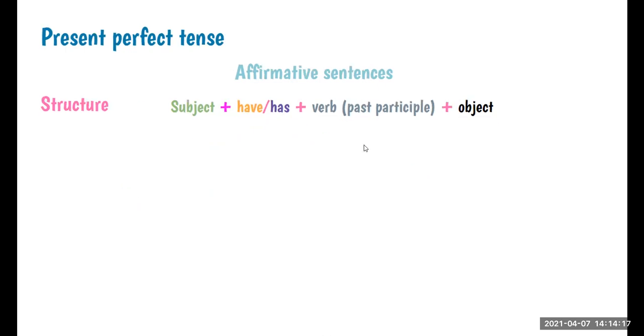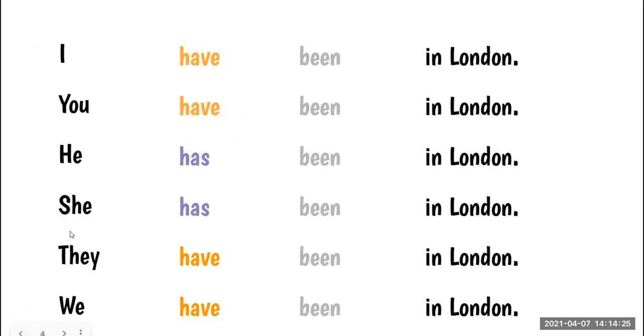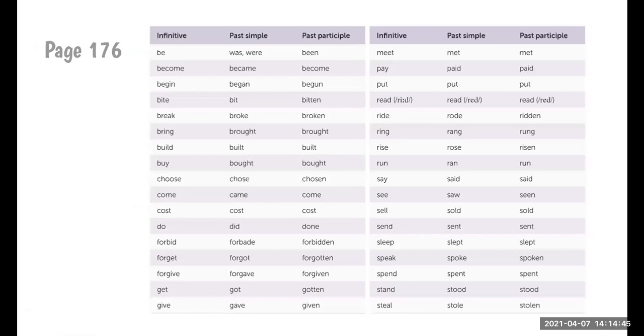Okay, so in English, here we have the structure of the sentence. As you can see, we can use have for I, you, they, we, and we can use has for he, she, or it. Okay, and here we have the verb in the past participle and the rest of the sentence. Okay, so as I was saying, in English we have 3 different forms of the verb. We have the infinitive form, we have the past simple form, and we have the past participle.